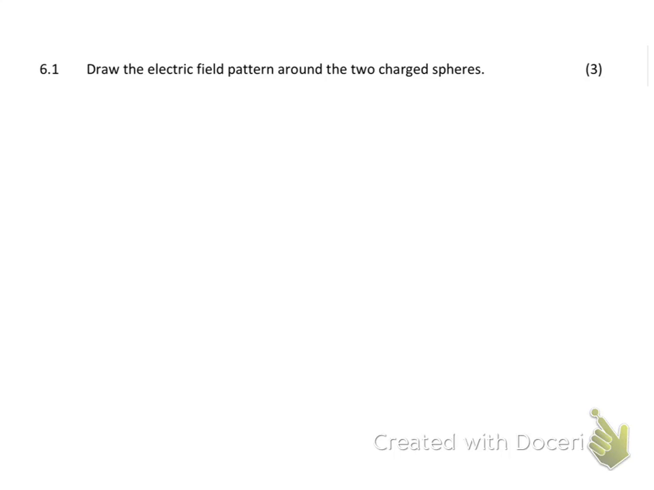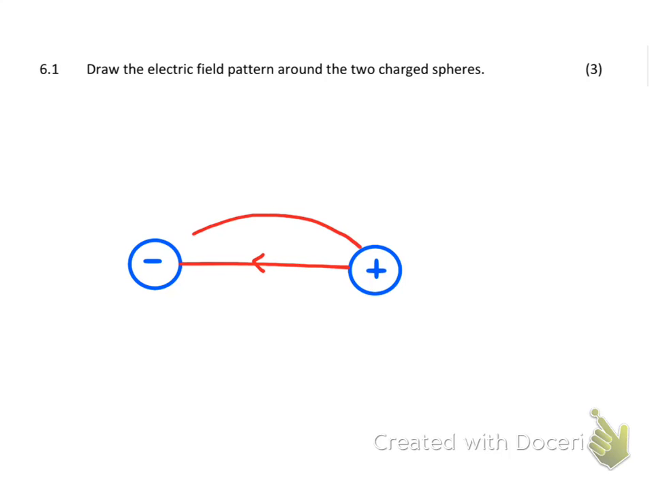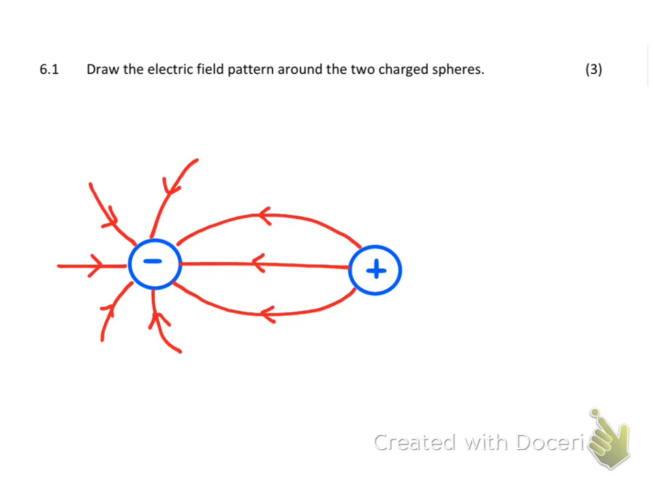Alright, 6.1 asks you to draw the electric field pattern around two charged spheres. You really just need to learn these field patterns off by heart, but let's just have a look at them. We've got two charges, negative and positive, so opposite charges. The field between them looks like that. Remember, the direction of the electric field is a direction in which a small positive test charge would move, so towards negative and away from positive. And then on either side, around a charged sphere, the lines are drawn as shown on either side, making sure that the direction is indicated correctly.